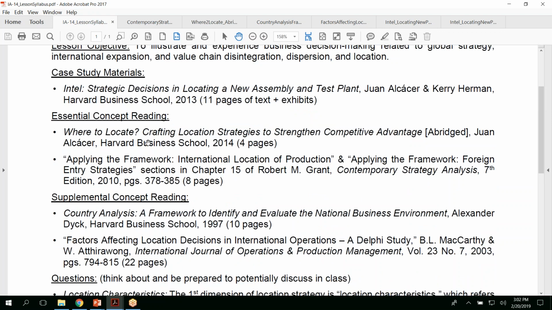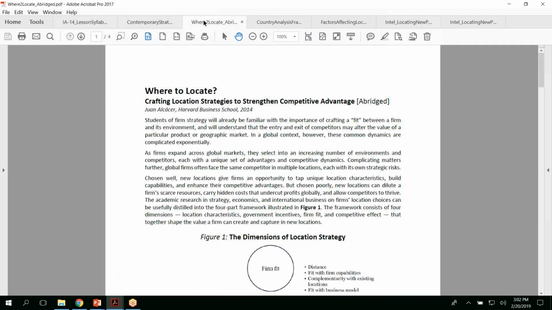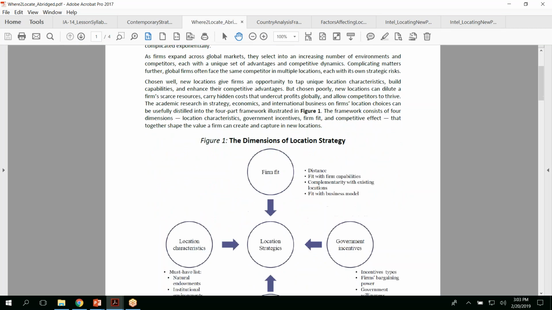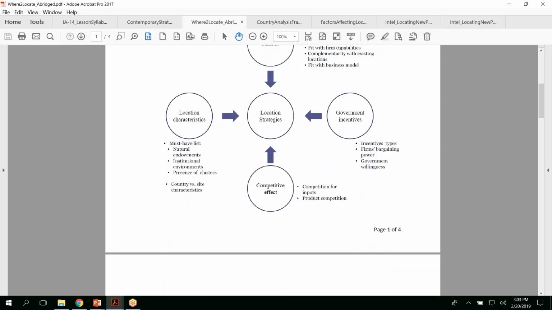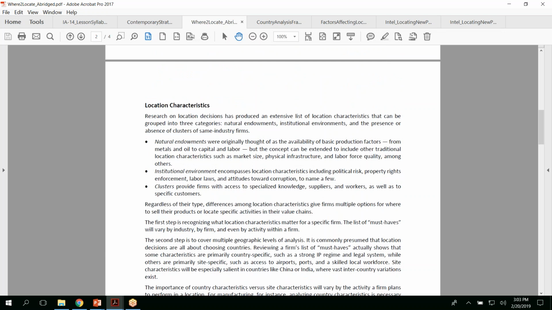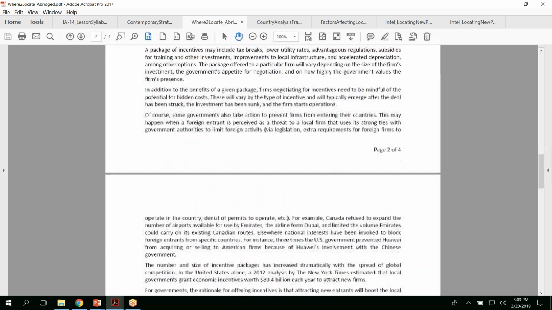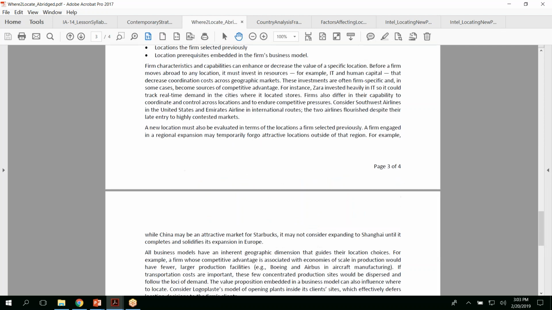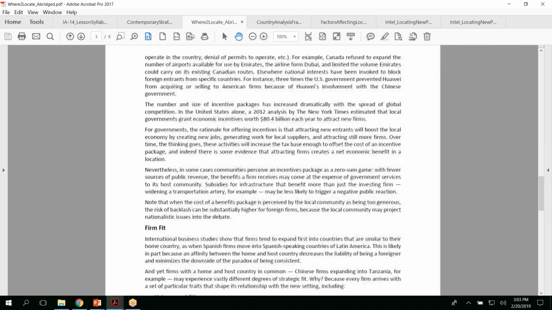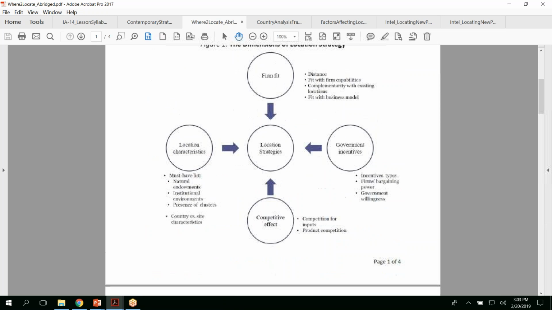So they have two essential concept readings. One is an abridged version of a reading written by the case author, Juan Alcacer, so it's on point with exactly what the case author wants to teach. It looks something like this. I created an abridgment because the original had references to Intel, information about the case study, so I needed to take that out. It's just a short four-page reading that covers the framework he has for location strategies.